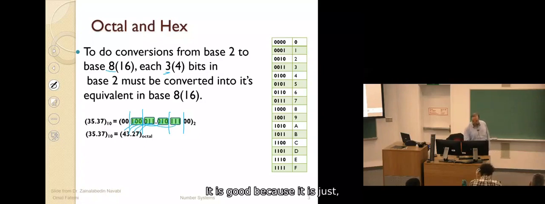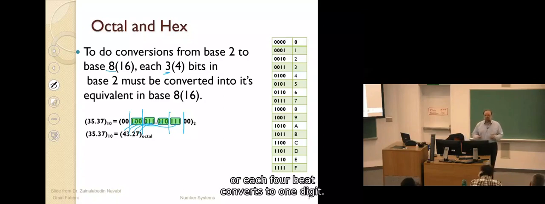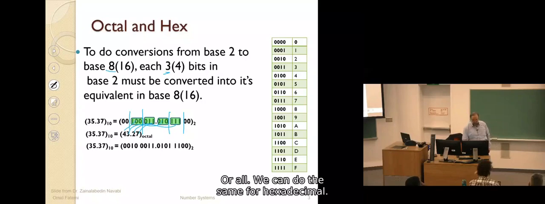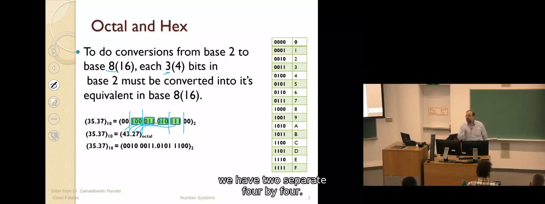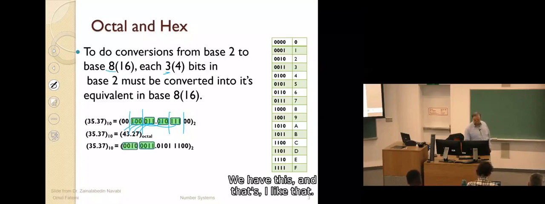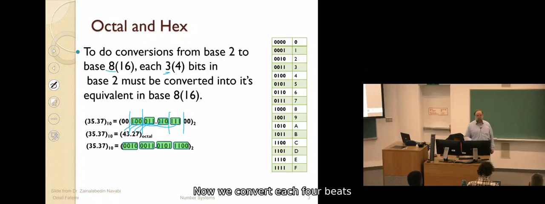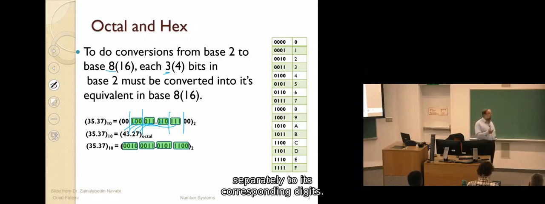Easy, good. It is good because each digit can be converted separately, or each 3-bit group converts to 1 digit. We can do the same for hexadecimal. If we would like to do hexadecimal, we have to separate 4 by 4. So again here we have this 4, we have this, and that side like that. Now we convert each 4 bits separately to its corresponding digit.